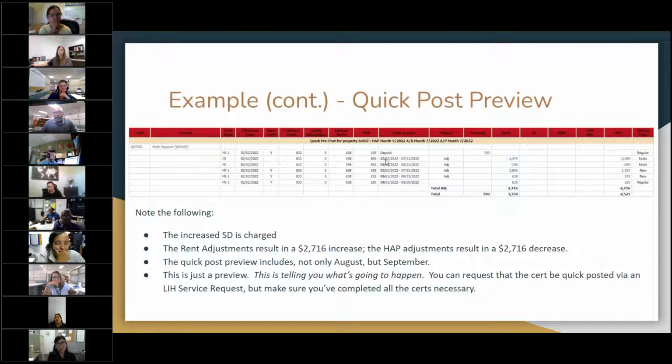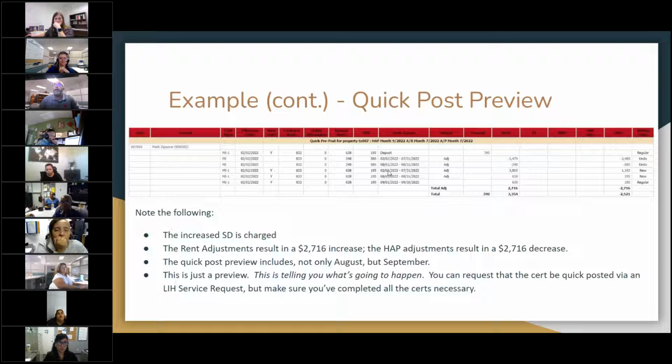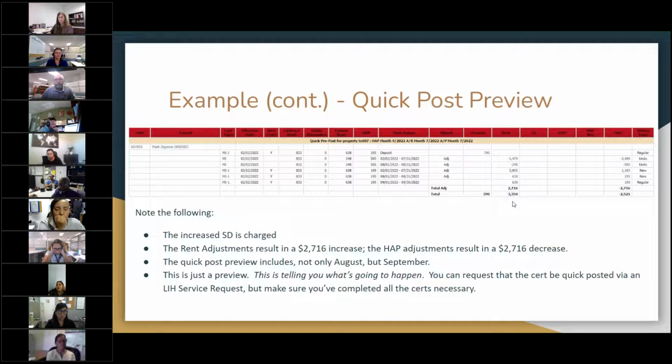Then, and HUD adjustments always work this way, it's going to take back everything it charged before and replace it with what it needs to charge that's new. So it's taking back the total charges from February 2nd through the end of July. That's $1,479. It's taking back the August charge, which is $248. And then it's replacing February through July with $3,805. And for August 8/1 to 8/31, it's replacing it with $638. This is all the rent column.